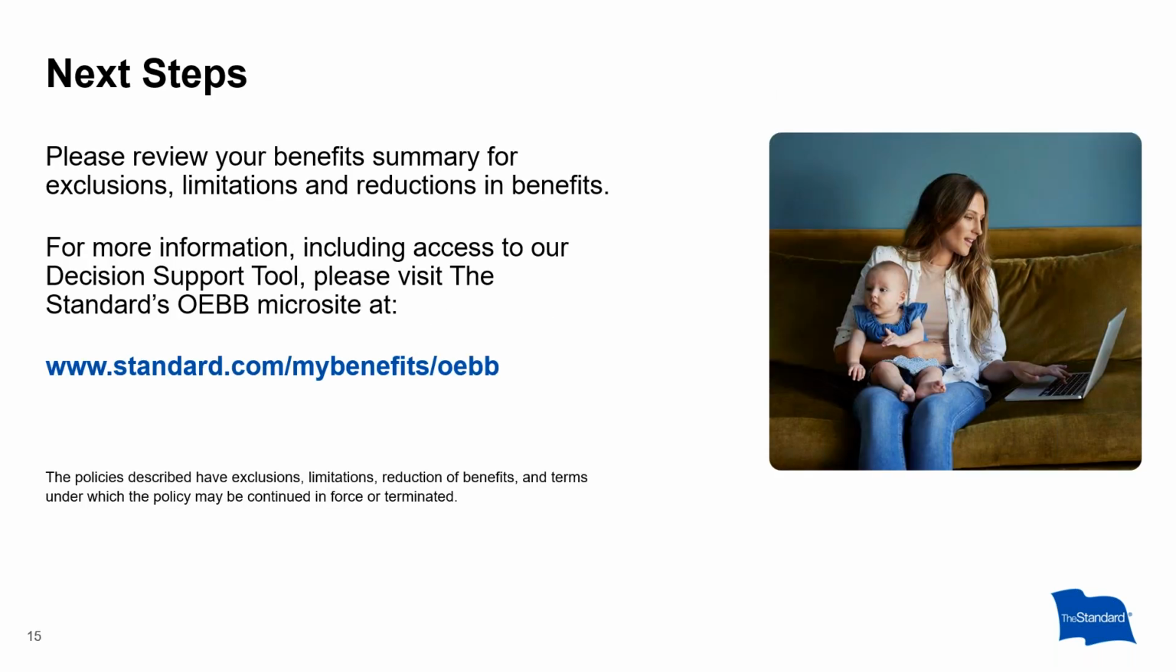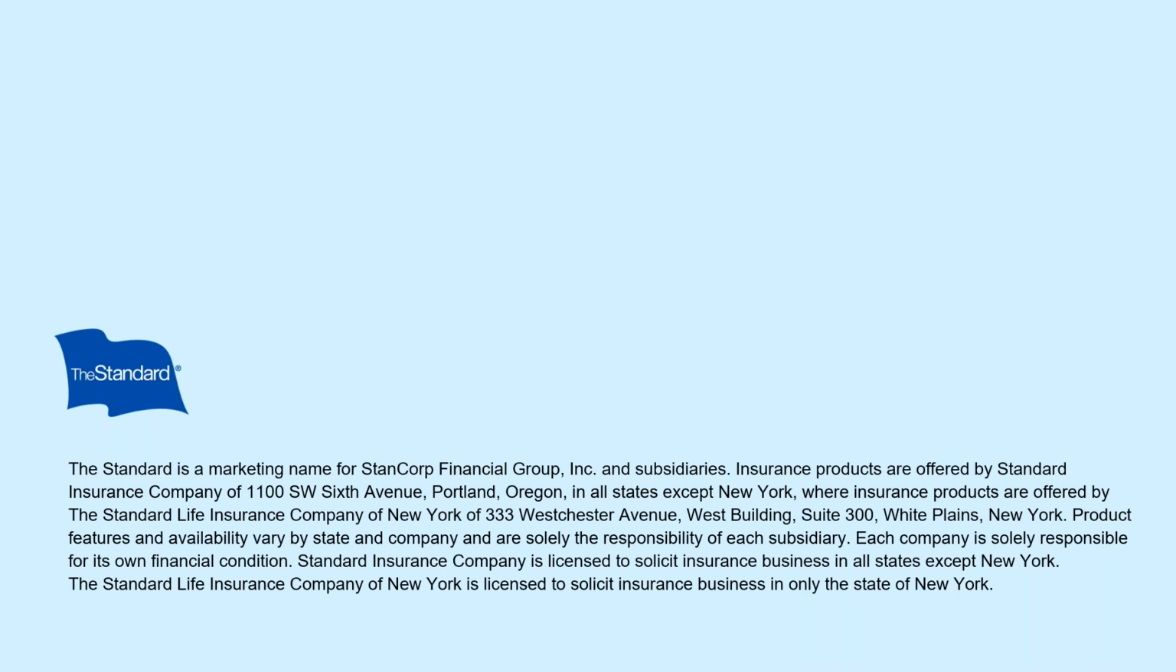All right, in closing, if you want more information about the life insurance plans or the disability plans offered by the Standard, please visit our website at www.standard.com/mybenefits/OEBB. There you're going to find all kinds of information regarding life insurance plans, needs estimators and premium calculators, as well as our decision support tool, which walks you through the coverages and helps you make informed decisions about the insurance that's right for you. I hope you found this information helpful, and I look forward to having any questions that you may have.